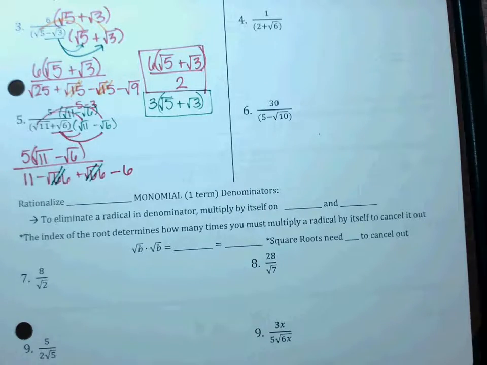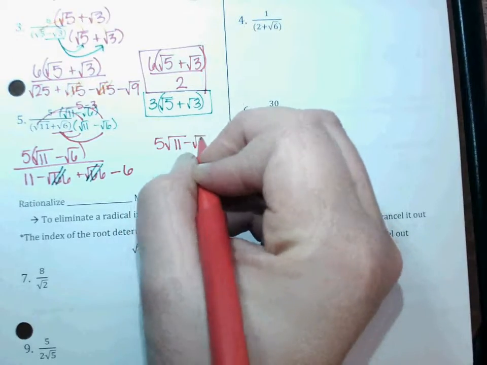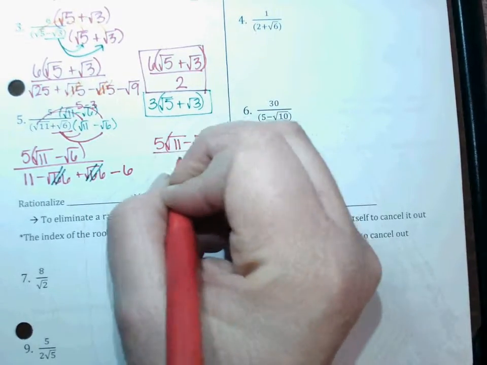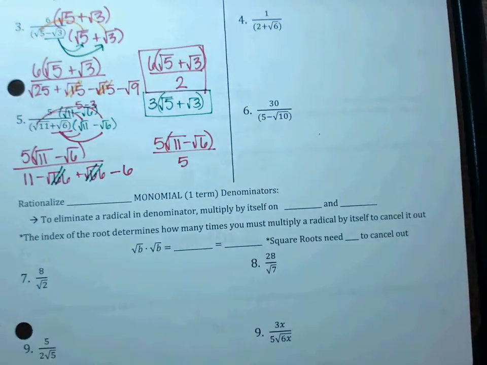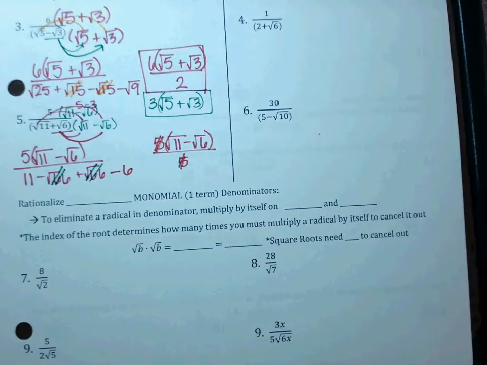So I'd have 5 times 11 minus root 6 over 5. Question, can anything reduce there? Yeah, what's 5 divided by 5? 1. So you can just cross these out, and that would be your answer left over. Okay, anytime that you have 5 divided by 5 or any number divided by itself, you get a 1 left over. Okay?